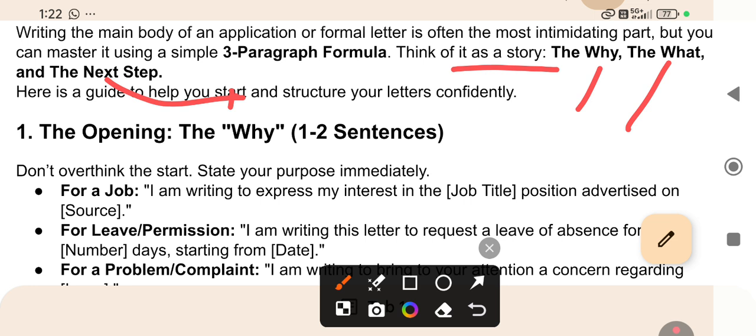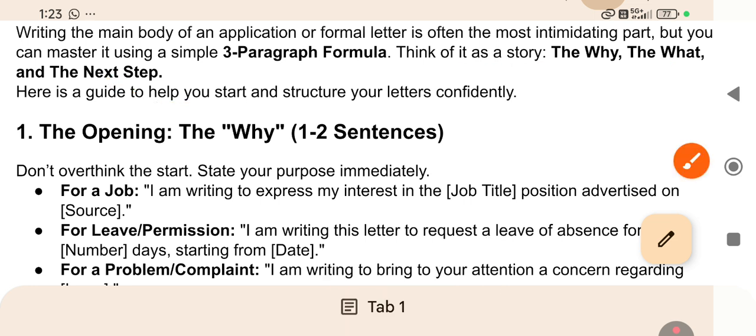So mention why, then mention what. Suppose you are writing a letter because you have lost your ID card. So there's a reason why, what is the ID card, and next step, now what you want to do, that's what you are expecting. So that's providing for another ID card or something.